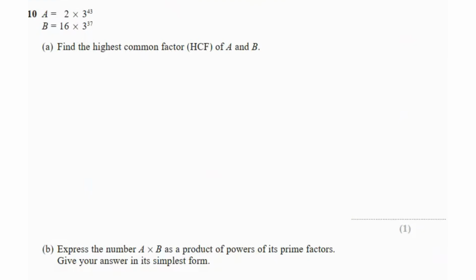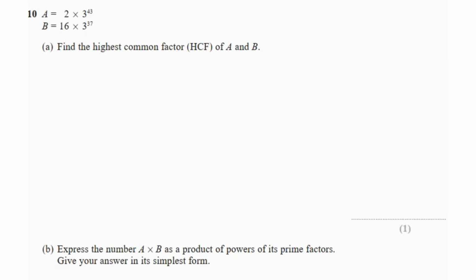And the next question says that A equals 2 times 3 to the power of 43, and B equals 16 times 3 to the power of 37. We have to find the highest common factor of A and B. This question is very similar to the first question that we did. They gave us A and B as a product of the prime factors, and they asked us to find the HCF and LCM. Over here, they're asking us to just find the HCF in the first part.